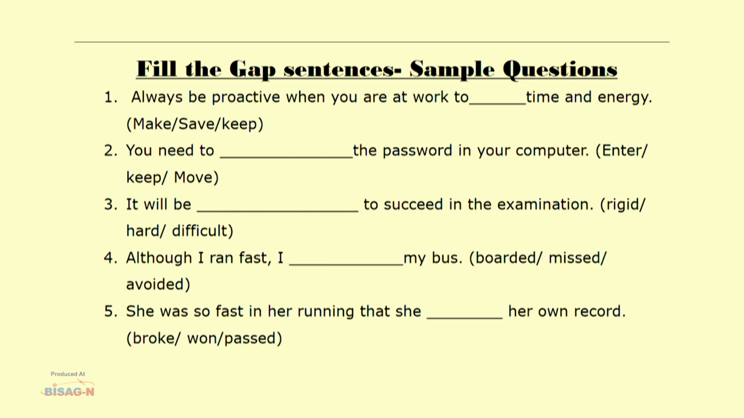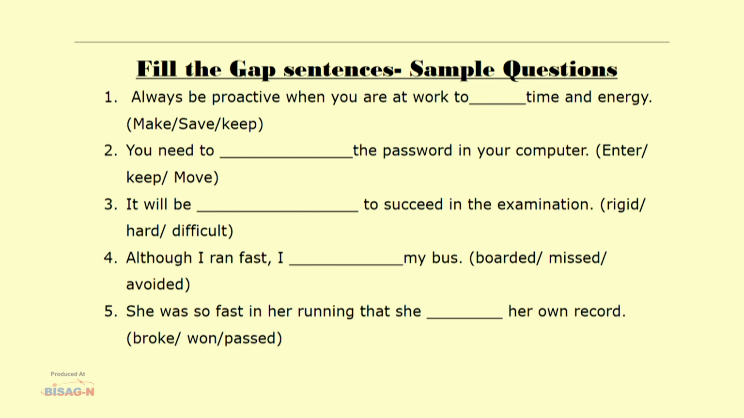I'll just give you a minute to think about all the possible answers that you can fill in the gaps. Let's take a minute and see what are the possible answers that you can fill in. So the first question says, always be proactive when you are at work to dash and then time and energy. Do you think it will be make, save or keep? I'm sure you guessed it right. Always be proactive when you are at work to save time and energy. Let's move on to the next one.